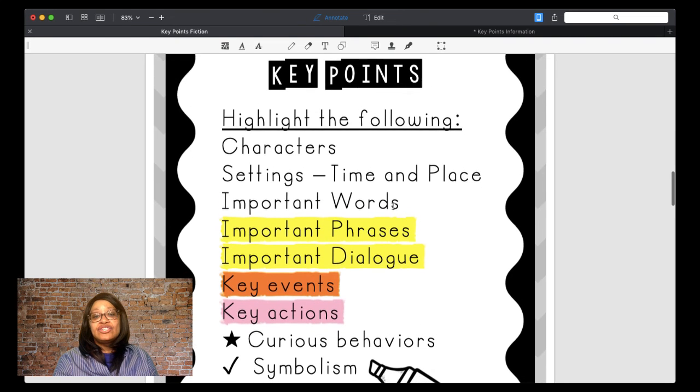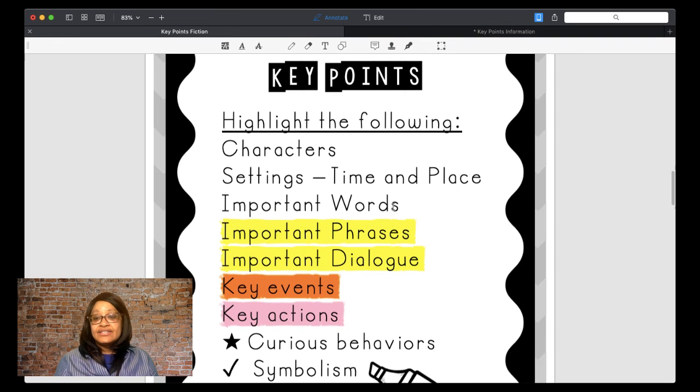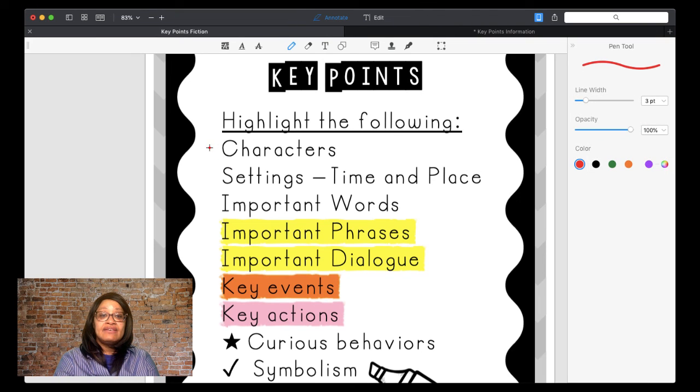So, if we're reading fiction, the first thing I say is students, please highlight the characters. Who did we meet? So, we're only highlighting the names of the characters. If they're people, we're highlighting their names. If they're animals, we're highlighting the animals. If they're personified characters, we're highlighting that. But the character is very important. And so I would say, okay, let's definitely highlight the characters.